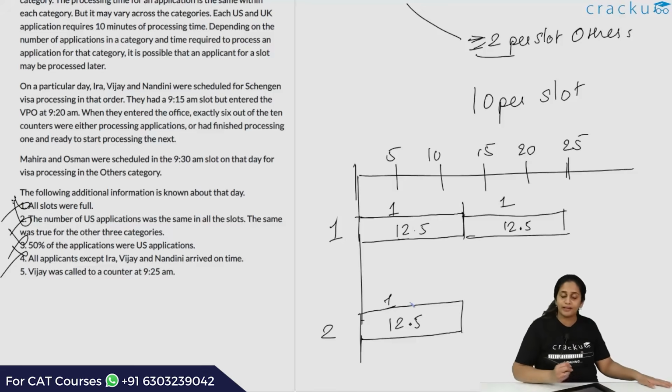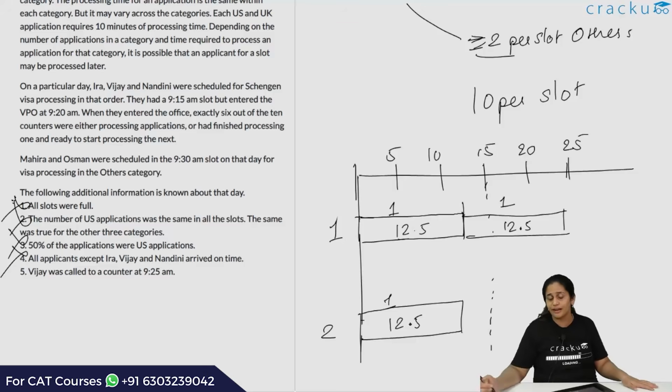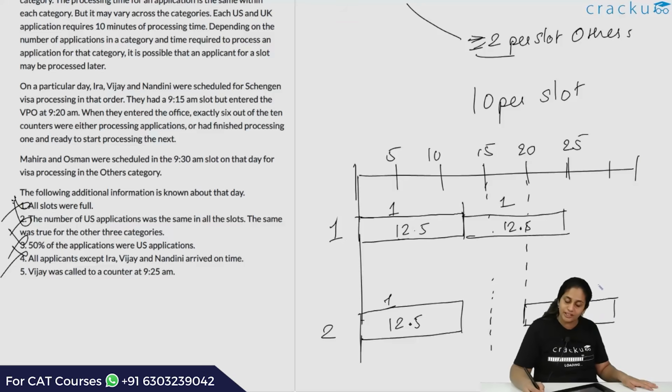Now, at 9:15, Ira's application was supposed to start processing because that was her slot. If she had come at 9:15, her application would have started over here. But because she came late, her actual application would start at 9:20. Her application would finish at 9:32.5, because this is 9:20 plus 12.5. So this is 12.5 minutes.